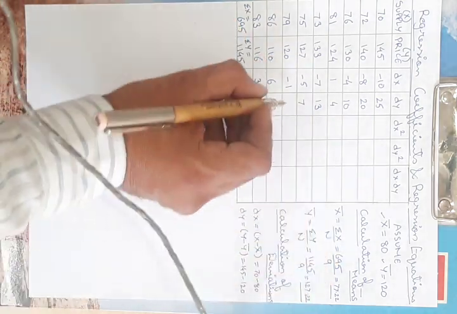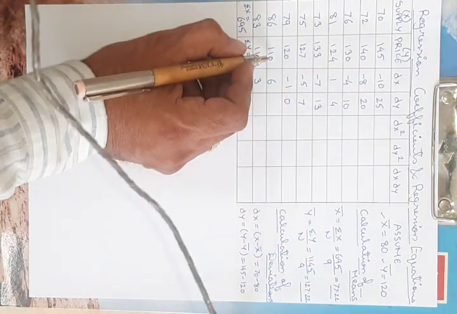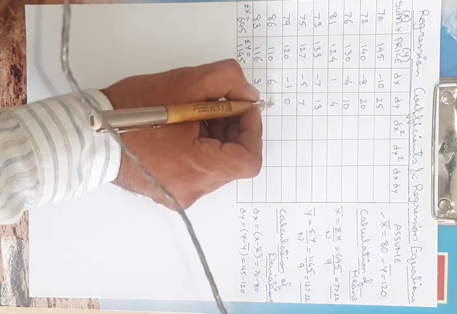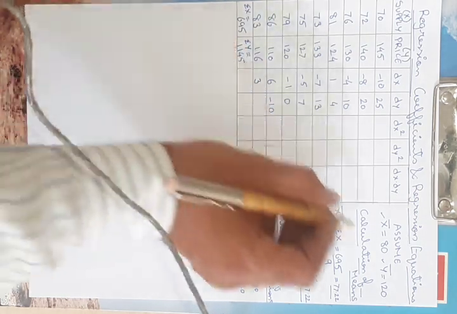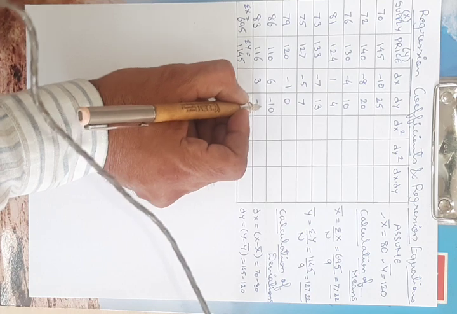Next, 120 minus 120 comes out to be 0. Next, 110 minus 120 comes out to be minus 10. And finally, 116 minus 120 comes out to be minus 4.